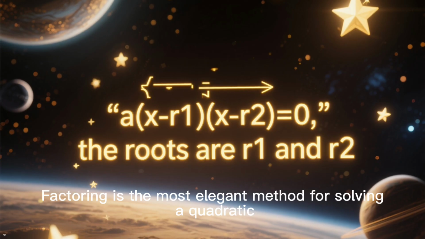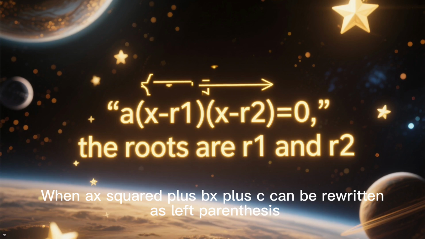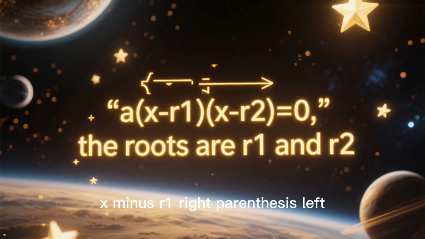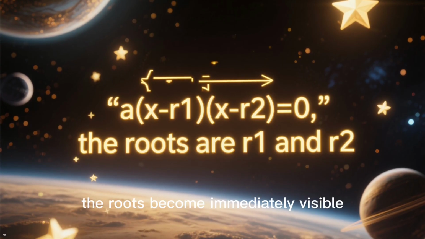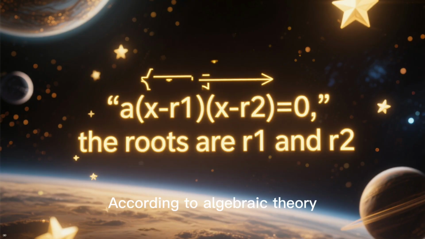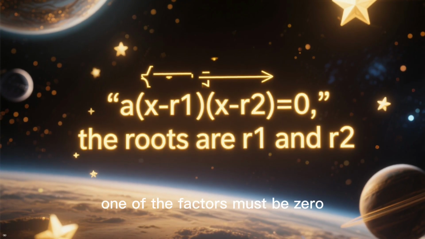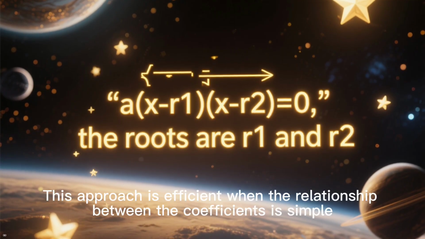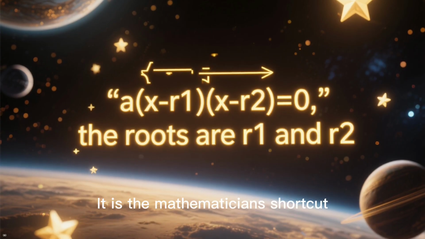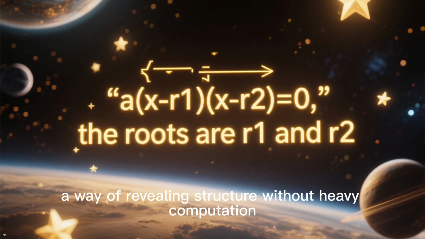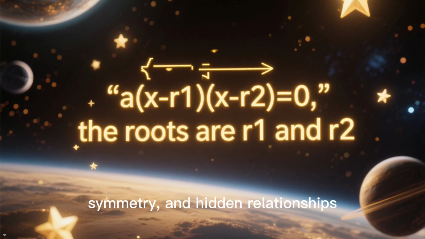Factoring is the most elegant method for solving a quadratic. When x squared plus bx plus c can be rewritten as (x minus r1)(x minus r2), the roots become immediately visible. According to algebraic theory, this method relies on the zero product property. If a product equals 0, one of the factors must be 0. This approach is efficient when the relationship between the coefficients is simple. It is the mathematician's shortcut, a way of revealing structure without heavy computation. Factoring teaches us to look for patterns, symmetry, and hidden relationships.